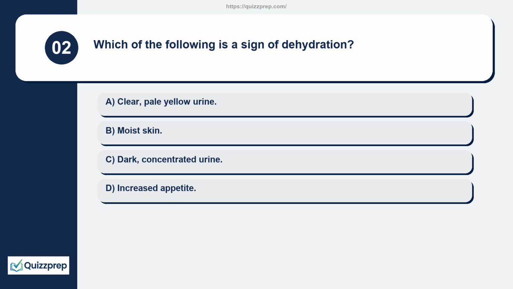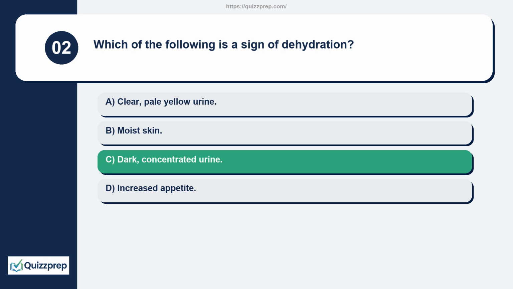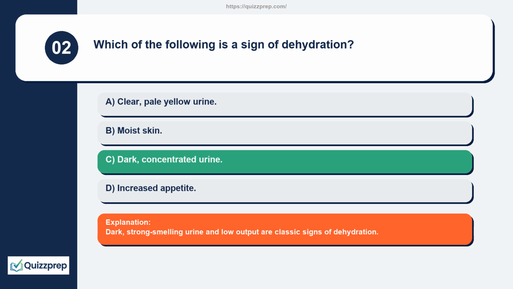Question 2. Which of the following is a sign of dehydration? Clear, pale yellow urine, moist skin, dark, concentrated urine, increased appetite. Dark, strong-smelling urine and low output are classic signs of dehydration.